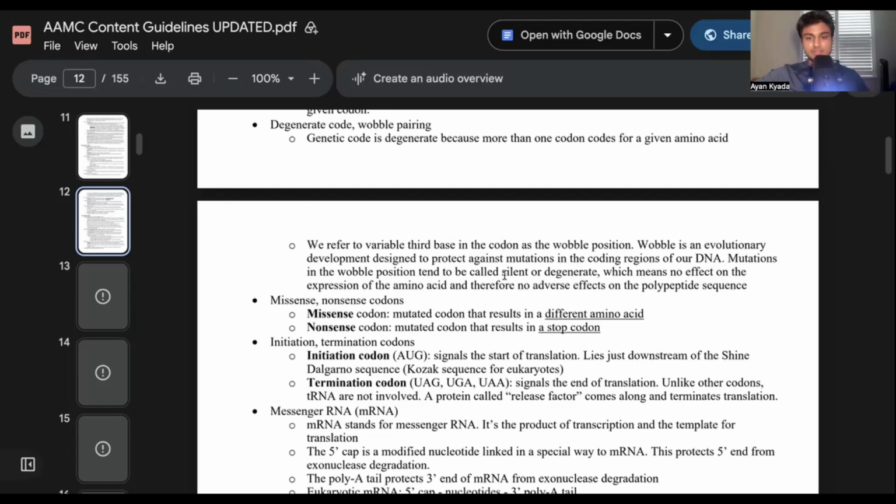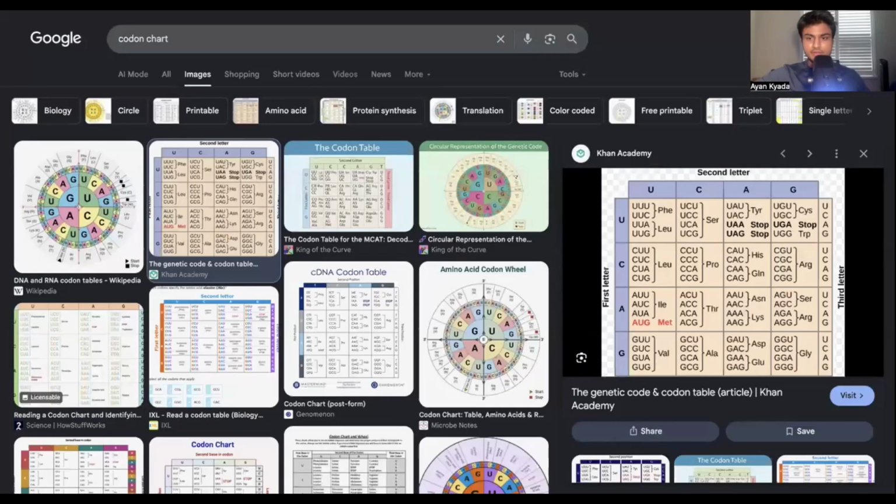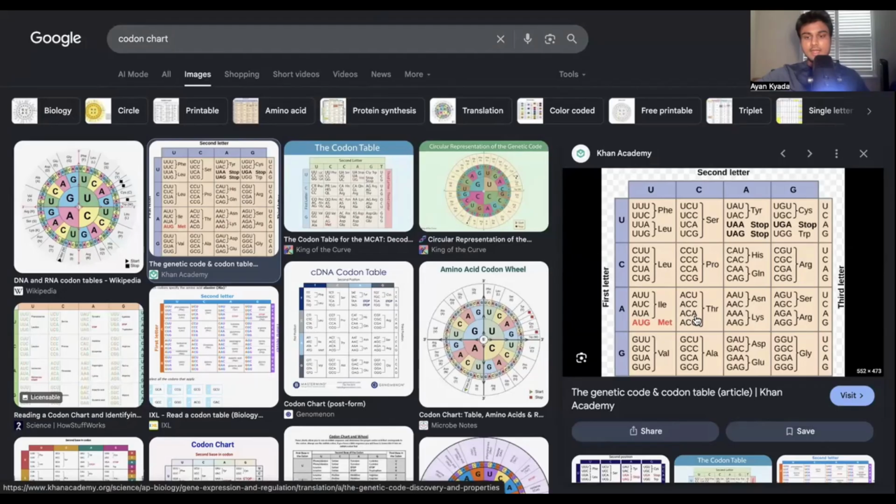For the silent mutation, which is the first type of point mutation, there's going to be no effect on the expression of the amino acid. So let's say we had the sequence ACA and the adenine nitrogenous base was mutated to a guanine. We're still going to code for the same amino acid, threonine, because of the enhanced flexibility of that third position known as the wobble position. So the wobble position essentially protects against potentially harmful mutations, and it leads to degeneracy in the genetic code, where multiple codons can code for the same amino acid.